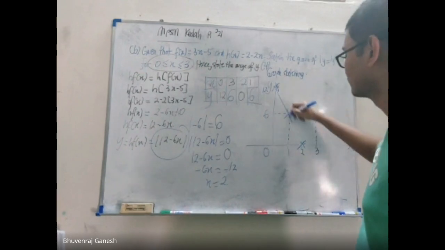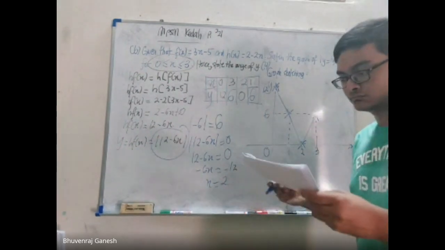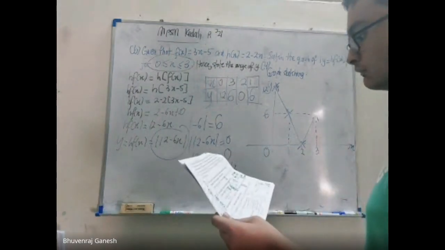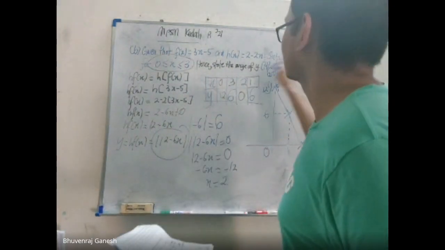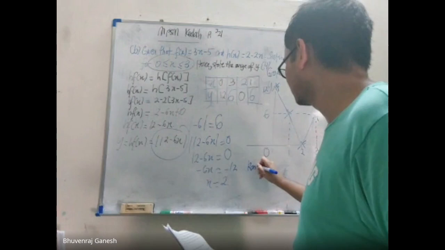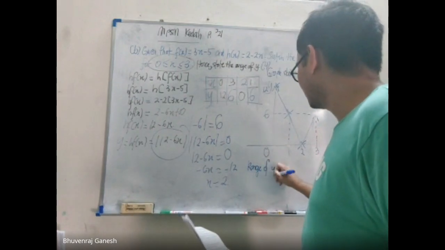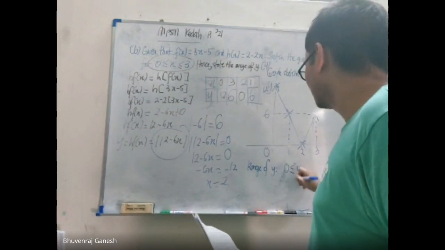So it's down like this, up like this. So done. That's your graph already. So you've completed this part. So you say hence take the range of y. So you can see from here, range of y is 0 to 12. Done.